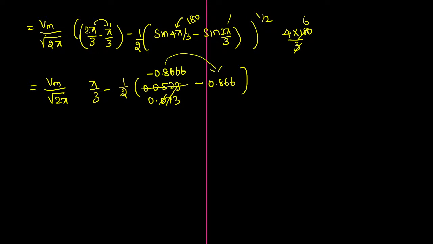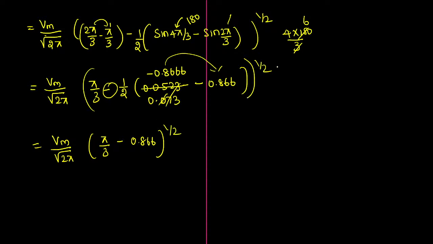So 2 times you can multiply. Then already one more minus is there outside. Minus into minus will become plus. Again it will be divided by 2. So what I will be getting here is Vm divided by square root of 2 pi, here pi by 3 minus 0.866. I know it all lies under roots.